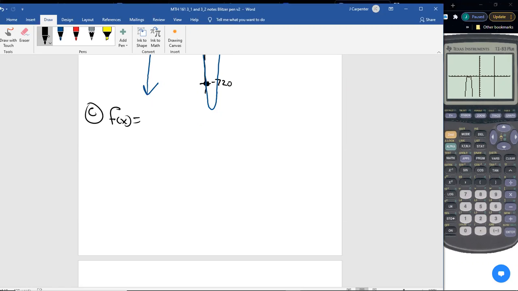f of x equals x to the fourth minus 9x squared. Same process, we're going to do the end behavior, we're going to do both types of intercepts. I'll point out if it's symmetric or not, which obviously the one we just did is not symmetric. Now, first of all, in my head, I only see even exponents, so that's a clue that it's probably an even function.